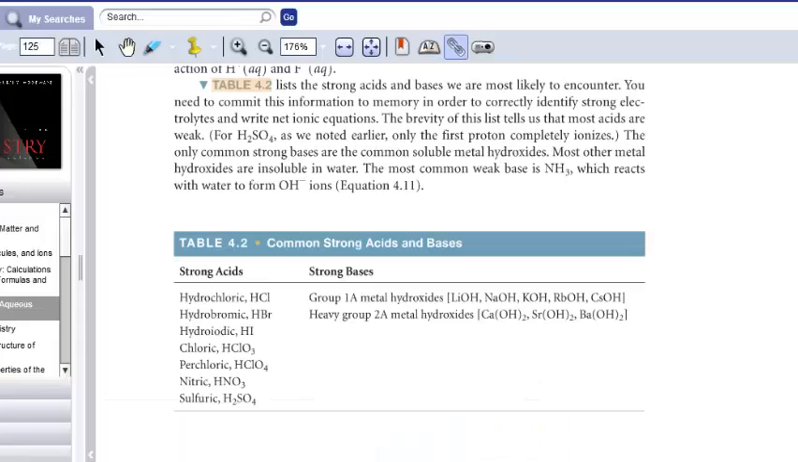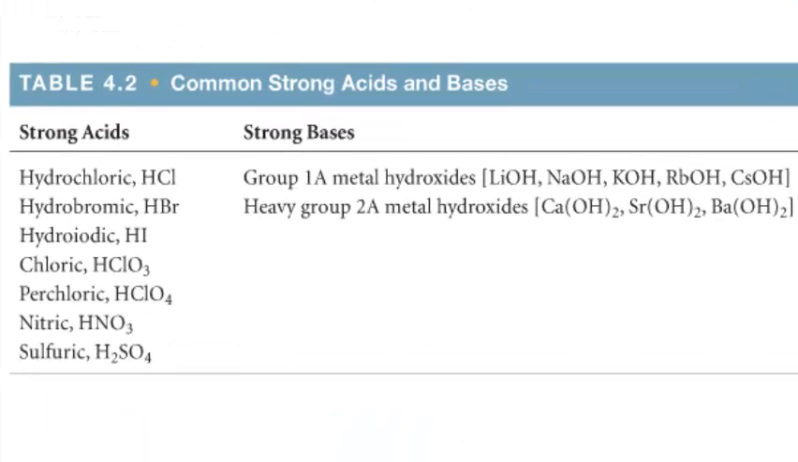In your book, Table 4.2, page 125, you will see they tell you common strong acids and bases. Common strong acids: hydrochloric, hydrobromic, hydroiodic. Not hydrofluoric, you'll know. HF is not on this list. HCl, HBr, HI. Chloric acid, HClO3. Perchloric acid, HClO4. Nitric acid, HNO3. Sulfuric acid, H2SO4. Those 7 things are the strong acids. You probably should memorize those.